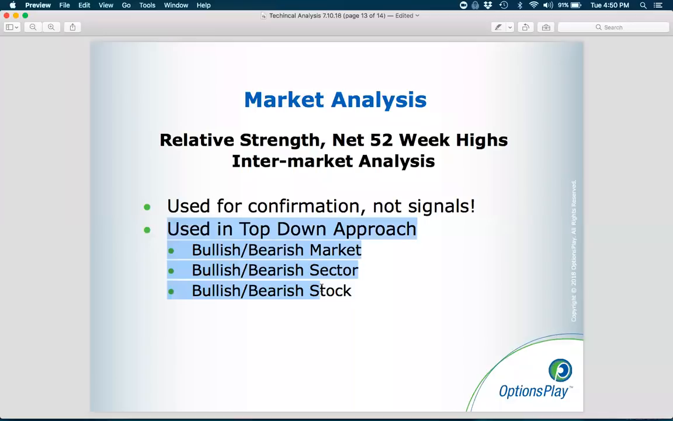So when you're using a top-down approach, you're really allowing everything to line up in your favor. If the stock is bullish and the sector is bullish and the market is bullish, you have a higher probability of that trade working out than if, let's say, you're trying to trade a bullish stock when the banking stocks are bearish and the markets are bearish. So just keep those things in mind.